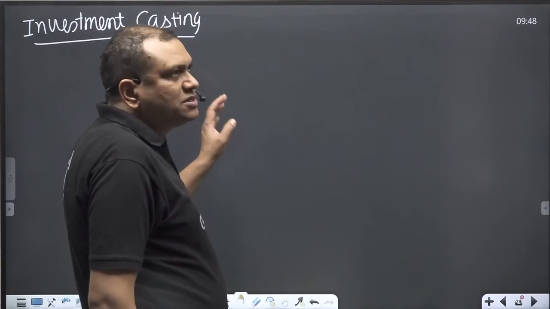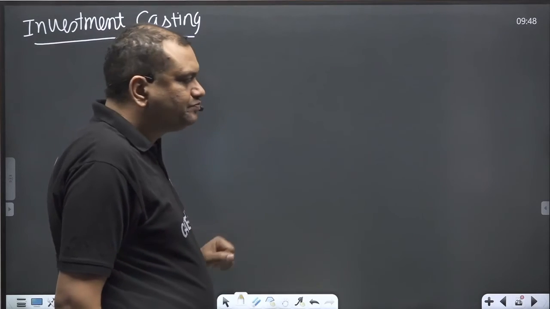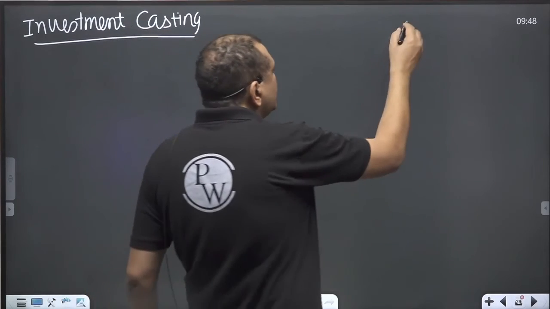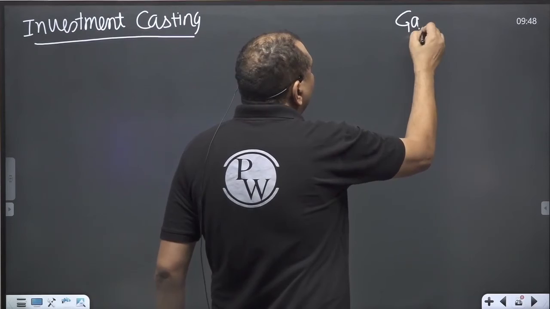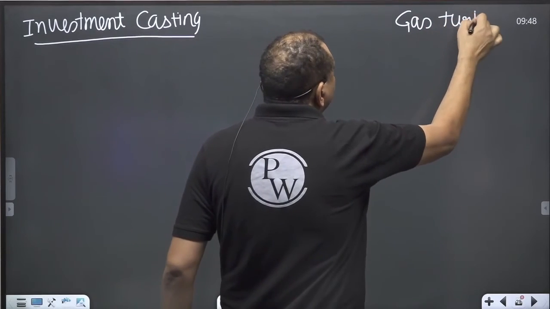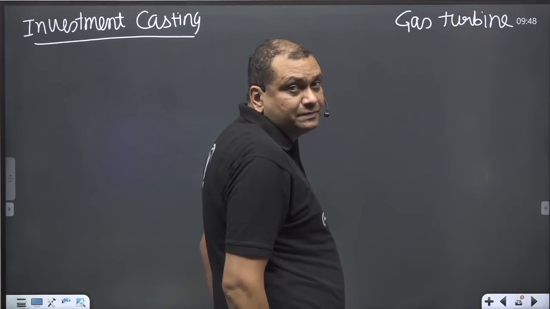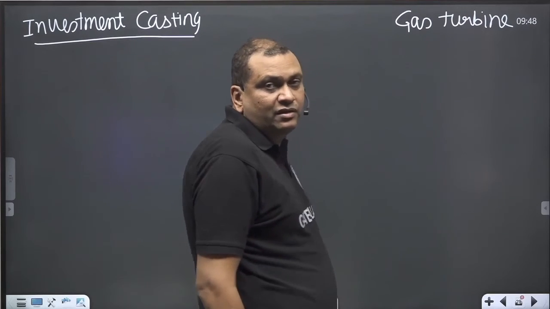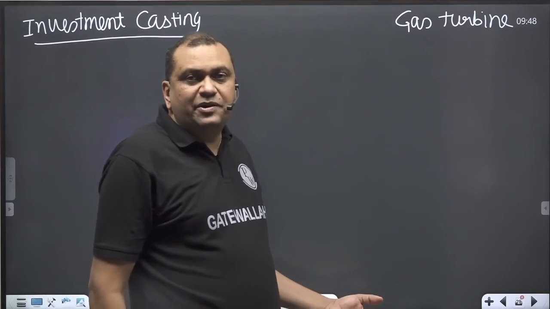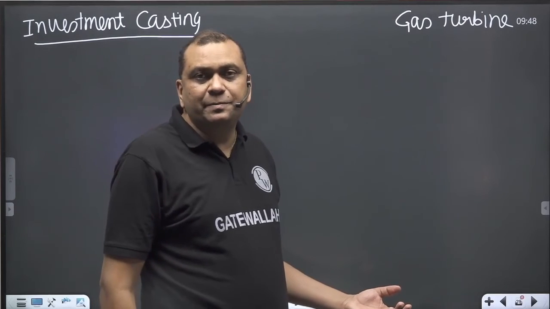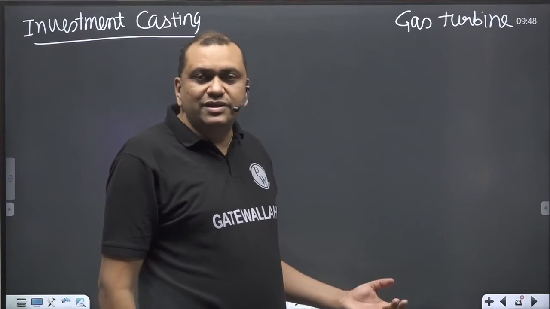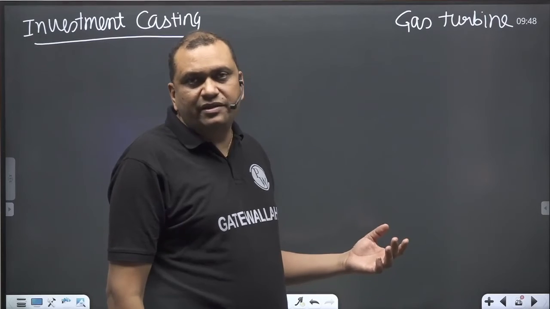The process is so accurate that it is used to produce gas turbine blades. Steam turbine blades are produced by electrochemical machining. Gas turbine blades are produced by investment casting.